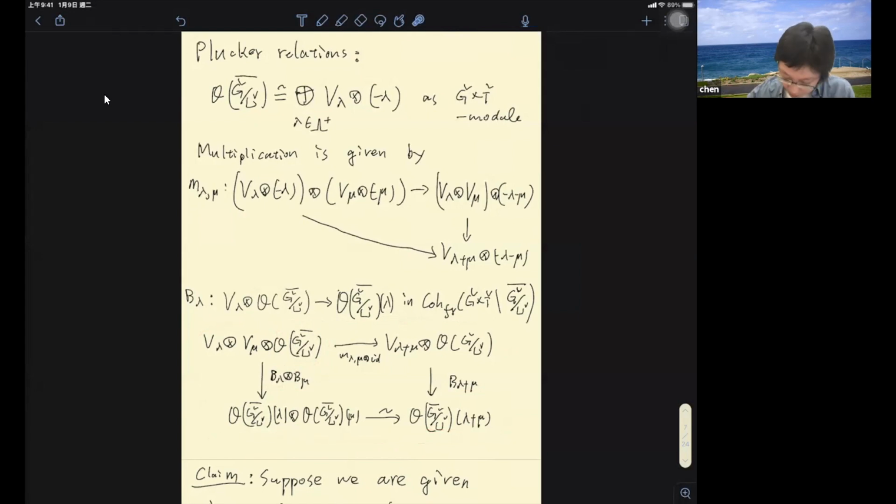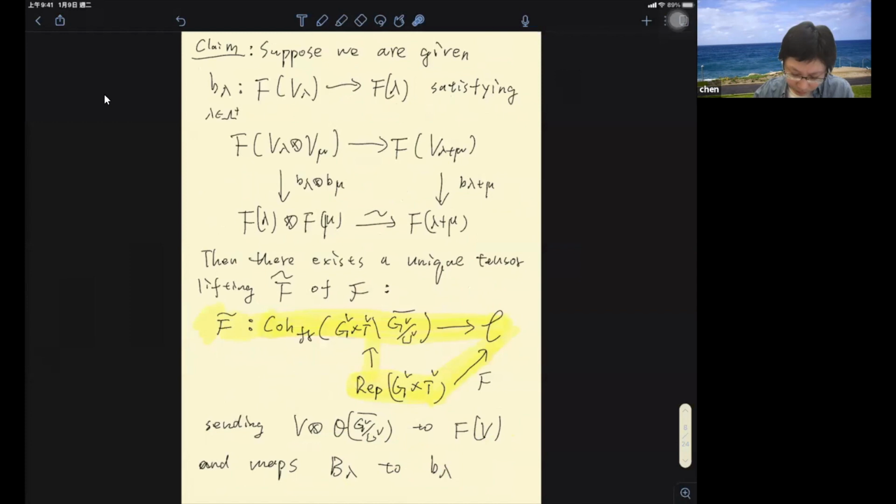And now with this in mind, step 2 follows from the following claim. Recall our starting input is a tensor functor F from Rep of G check times T check to C. Now suppose we are given an arrow F of V lambda to F lambda. This lambda we think of as a representation of T check, and V lambda is the irreducible representation of highest weight lambda. So suppose we are given for each lambda an arrow like this, and it satisfies the similar Plücker relations.